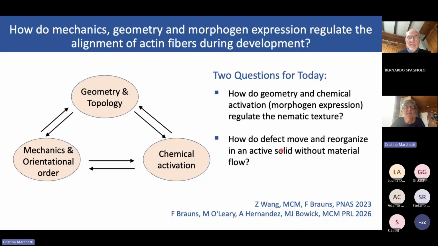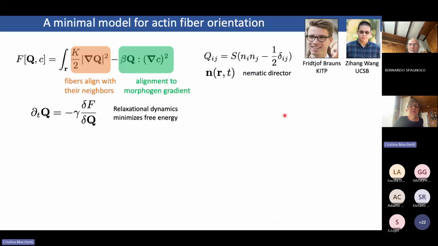And I will then try to show you a possible mechanism for defect motion and reorganization in this active solid that can happen without any flow of material. So quite different from what happens in a fluid. So let's start with the first question. This was work done by Fridtjof Braun and Ji-Heng Wang. And for this, I will start with really the simplest possible model.